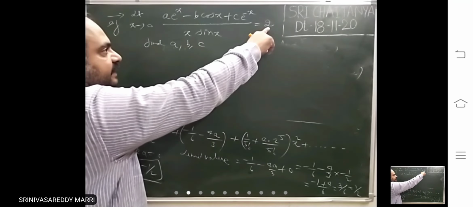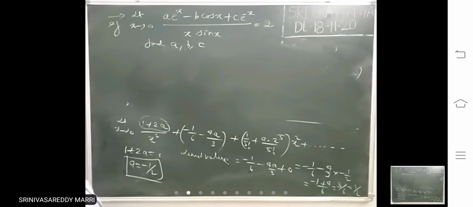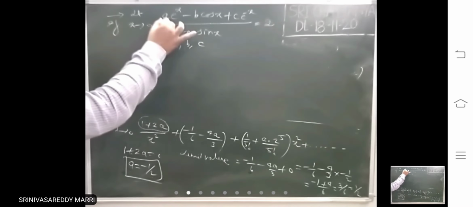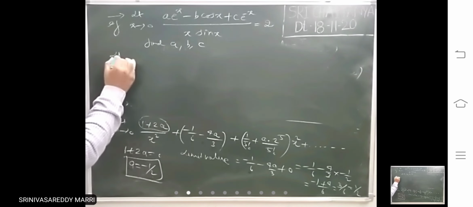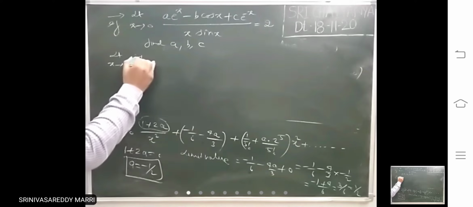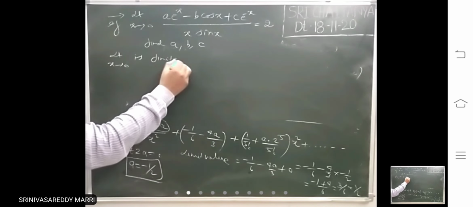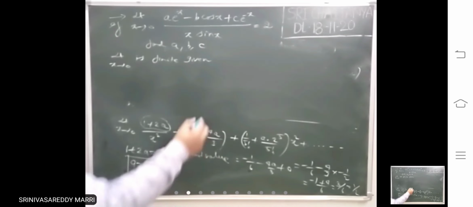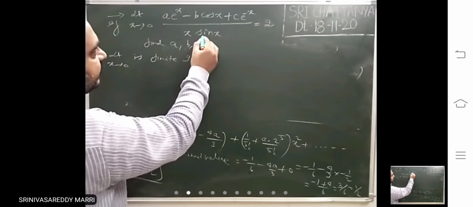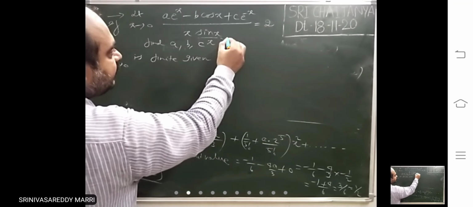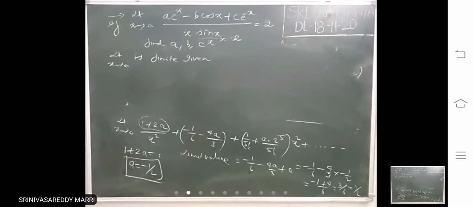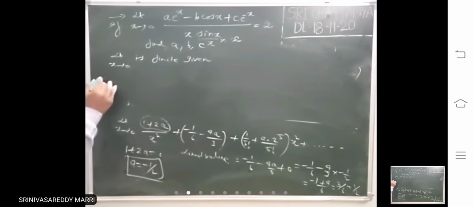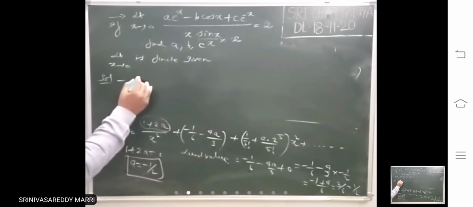In the previous problem I gave that the limit is finite and calculated the limit finally. But here the given limit is 2. So that means this limit is finite. Now what I am doing is immediately converting the denominator to the form x power n. I am multiplying and dividing with x, using the standard limit 1. In the denominator we get x square. So look at the solution.